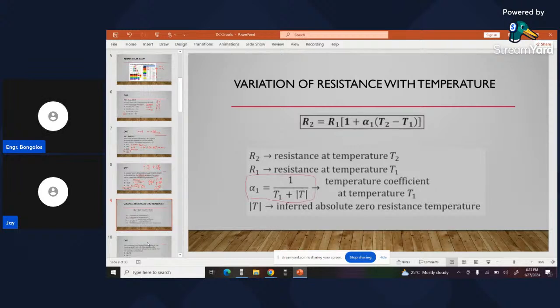Paki-memorize na lang. Alpha 1 is equal to 1 over T1 plus T. Ano ba yung T dito? It's the inferred absolute zero resistance temperature. So, sa kada material, may kanya-kanya silang inferred absolute resistance temperature. So, paki-memorize na lang din.